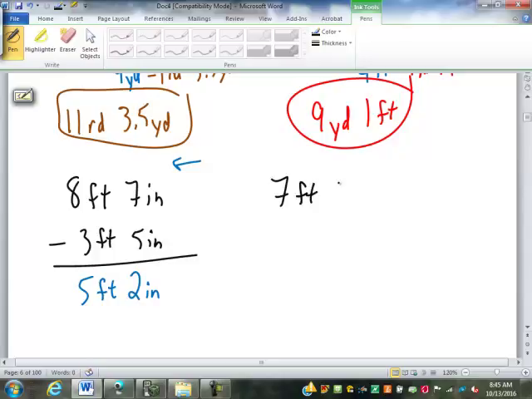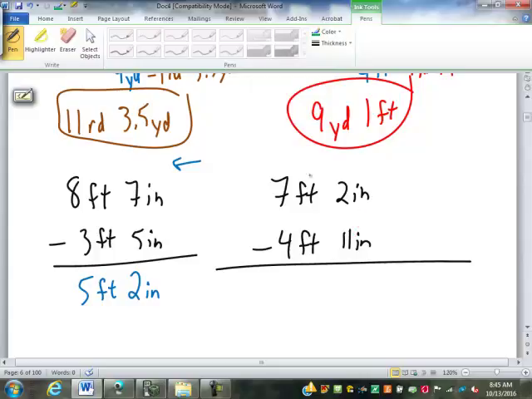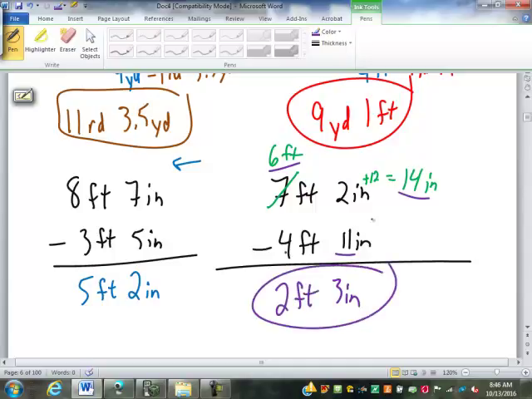I can have 7 feet, 2 inches minus 4 feet, 11 inches. I go to subtract. 2 minus 11, obviously I can't do, so I have to borrow. The 7 feet becomes 6 feet. Does this become 12 now? No. I added a foot to it. I borrowed a foot, which is 12 inches. So 2 plus 12, this is now 14 inches. So 14 minus 11 is 3 inches. 6 feet minus 4 feet is 2 feet. So 2 feet, 3 inches.